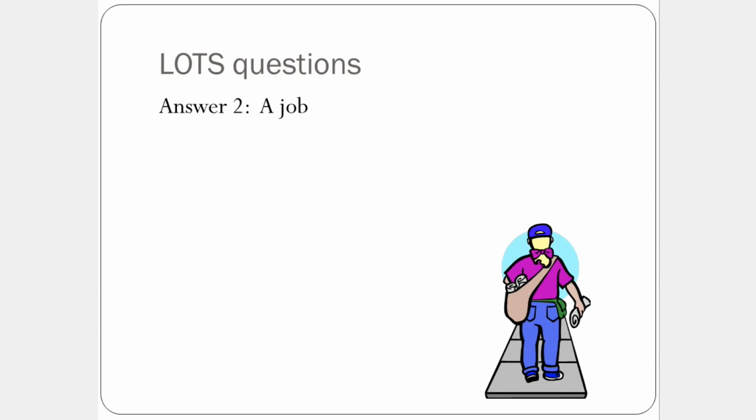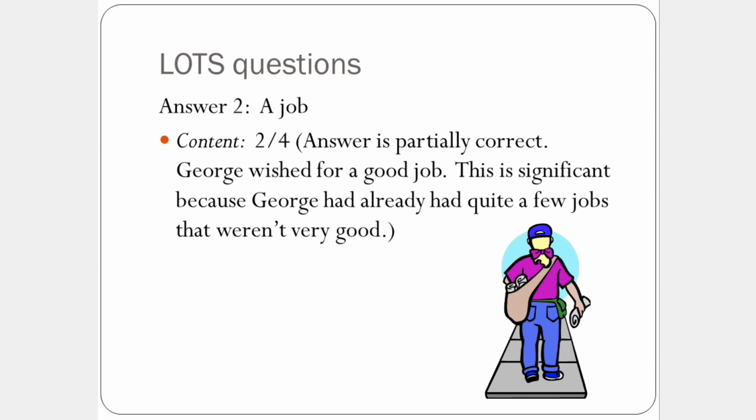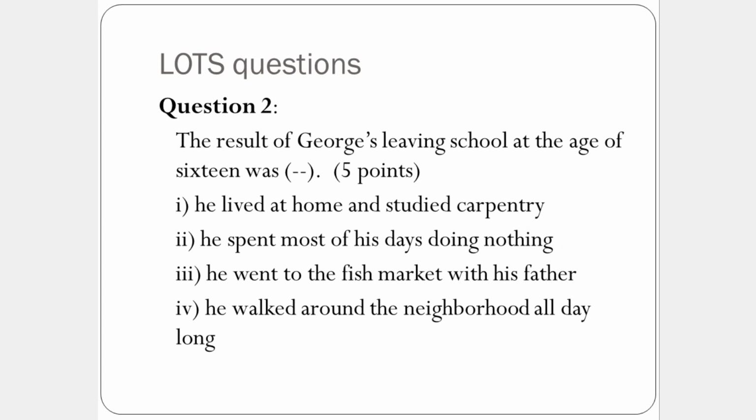The second student gave an answer, a job. Now, pay attention. The content, the answer is only partially correct. George did wish for a good job. And this difference is significant because he had a few jobs already. They weren't very good, and he wanted one that was going to make him a lot of money. So we took half points off for that answer for the content, and the language is fine, for a total of 3 points out of 5 for that question.